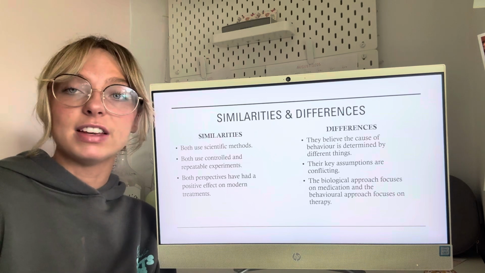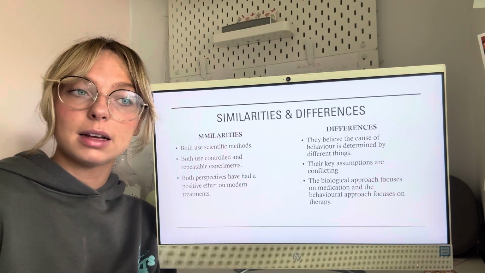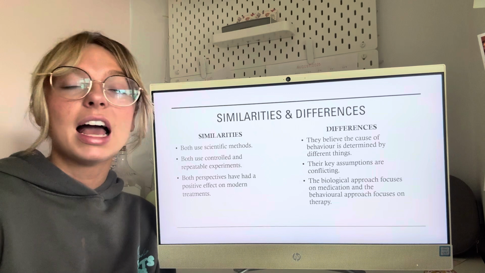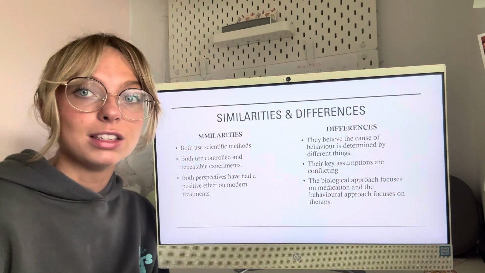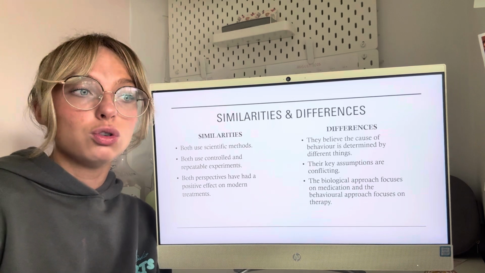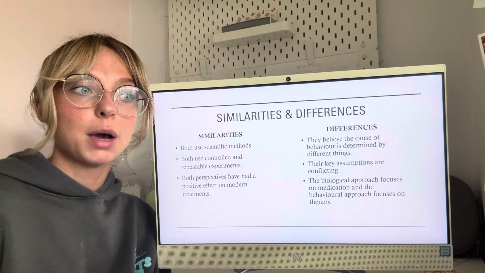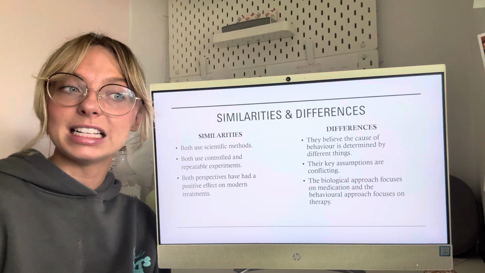These perspectives have introduced different types of treatment, like the biological approach focuses on medication and the behavioural approach focuses on therapy. In summary, the biological approach looks inside the brain to explain actions, and the behavioural approach looks at how behaviour is shaped by the environment and experiences.